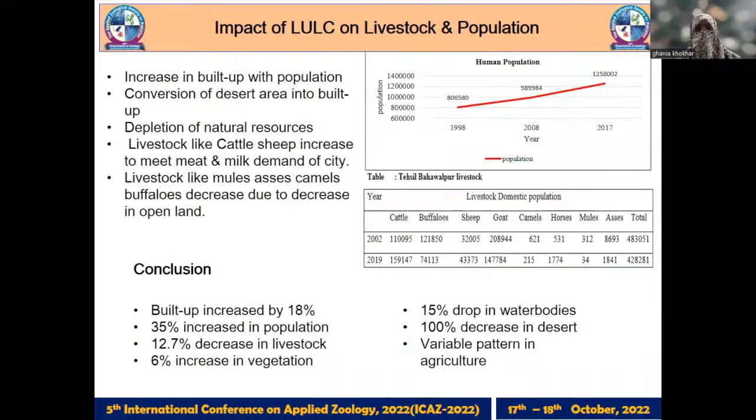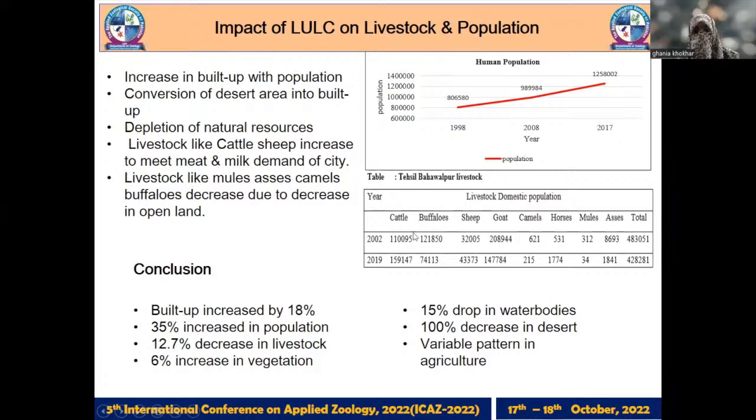So, the final impact of land use land cover on livestock and population. Our main study concerned changes in land use land cover classification with population and livestock. In this figure, you can see 1998 shows a small figure as compared to 2017, which shows a bigger figure of population. So we can say there is an increase in built-up with population, and there is a conversion of desert area into built-up. This has been checked through interconversion of different classes and change detection analysis. And this is a depletion of natural resources like the desert and the species associated with this desert.